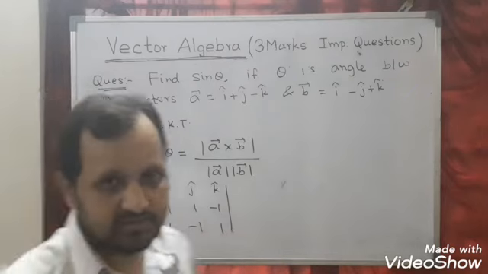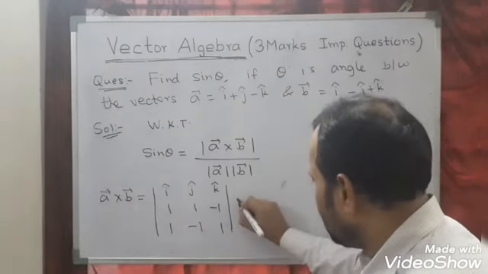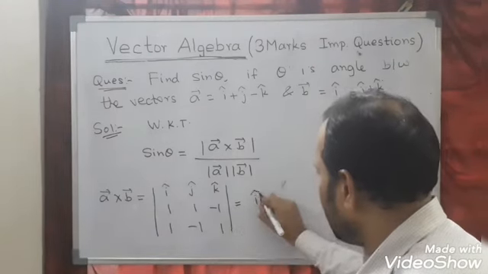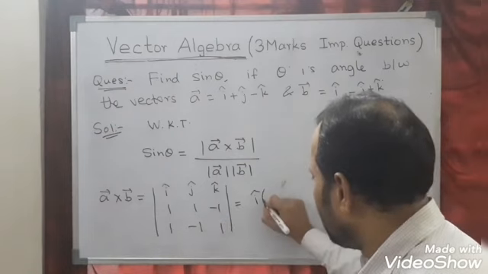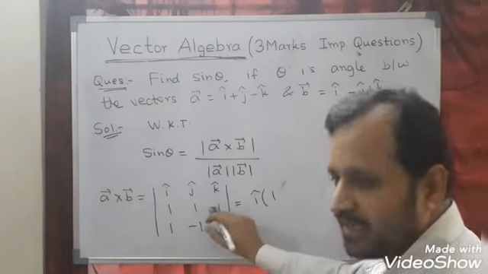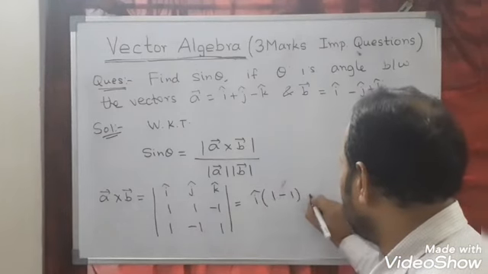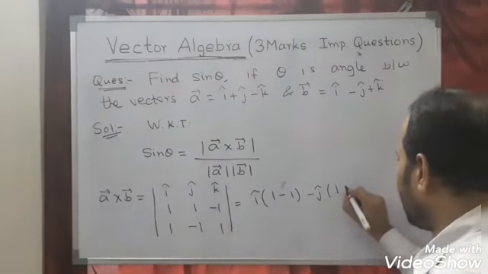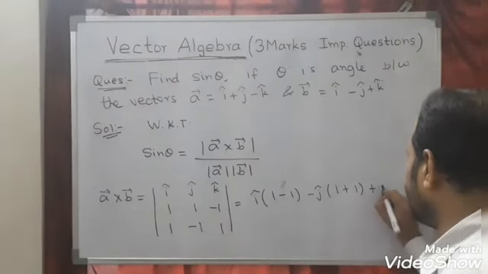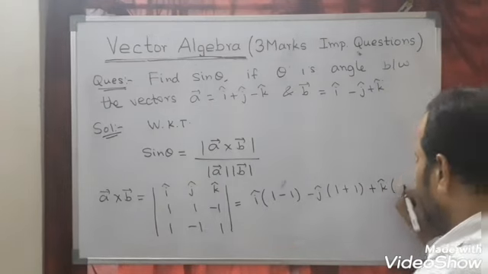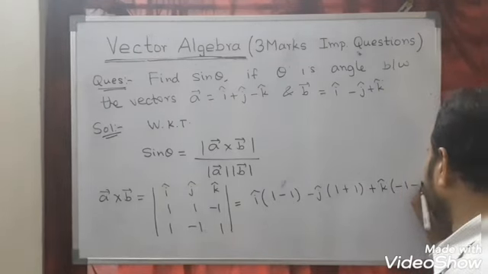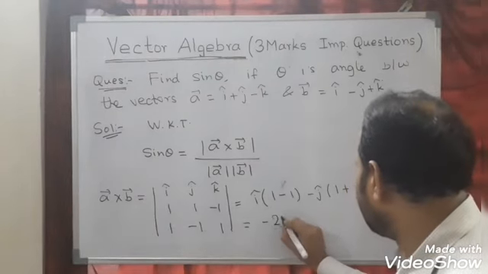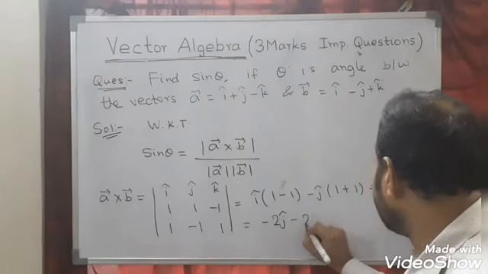How to expand a 3 by 3 determinant, we know. Let us see. Here i comes: 1 into 1, 1 will come, and minus minus is plus, so minus 1 will come. Minus j: 1 into 1, 1 will come, minus of minus, plus 1 will come. Plus k: when you take k, you will get minus 1 and here minus 1. So this is 0. Finally you will get minus 2j and minus 2k.